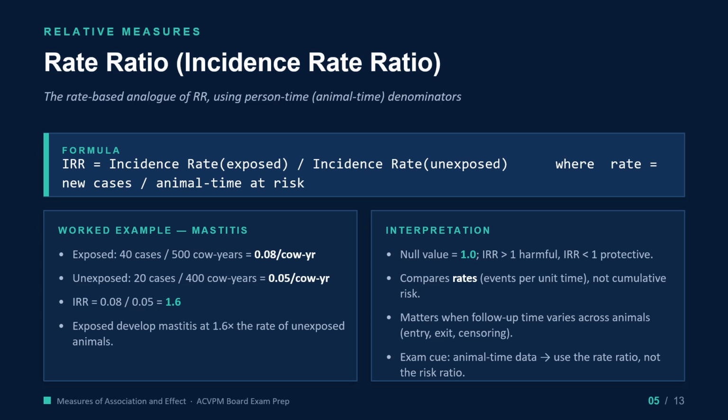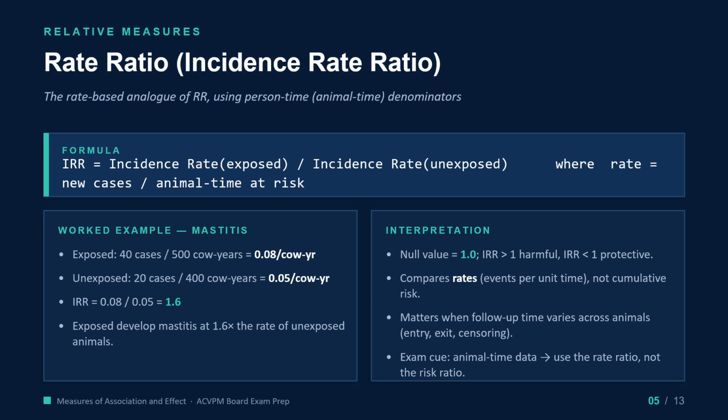The analog to the relative risk in this setting is the incidence rate ratio, or IRR, also called the rate ratio. The formula is IRR equals incidence rate in the exposed divided by incidence rate in the unexposed, where each incidence rate equals new cases divided by total animal time at risk.